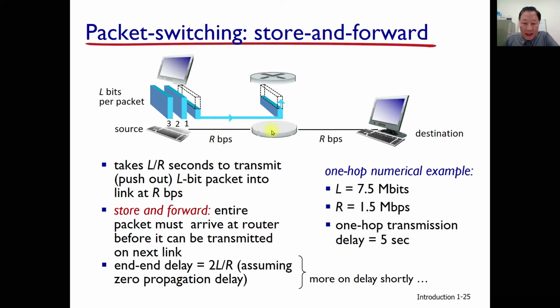After storing, that will be forwarded through this link. Also, that speed is assumed as R bps. And how long does it take in terms of the transmission delay time? It takes L over R seconds, because that length is L bits and the speed is R bps. Thus the transmission delay will be L over R seconds to transmit an L-bit packet into a link at R bps. And this one is store and forward.